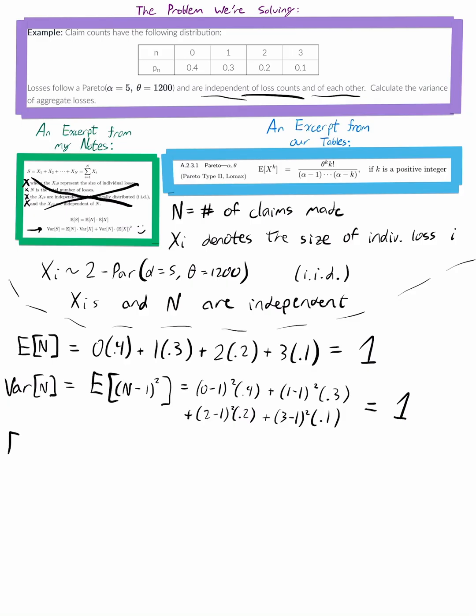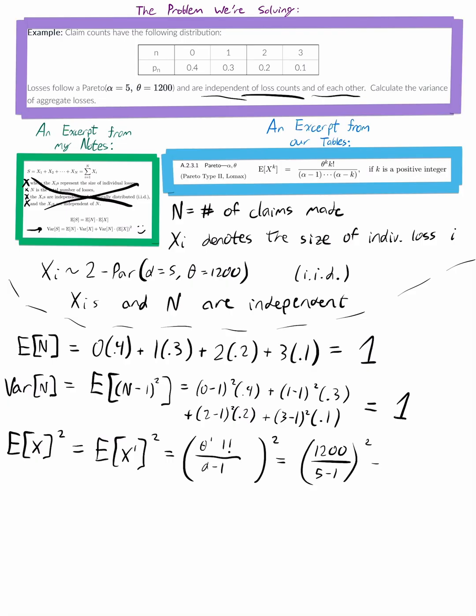Now finally, we're going to find the expected value of X and square it. That's the next piece that's required here. From our tables, we have this expression for the expected value of X to the k, and we'll just say X to the 1. So we're going to have all of this squared, and all of this being theta to the 1 factorial, divided by alpha minus 1, all squared, which comes out to 1200 over 5 minus 1, all squared, which comes out to 90,000.